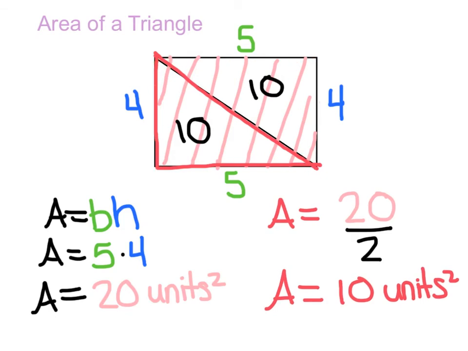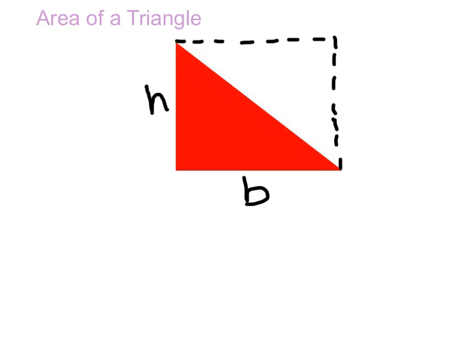So now let's create a general formula for the area of a triangle. So here we have this triangle in red, and it has a base of length b and a height of h. So notice that I drew in this dotted line to create the rectangle. So if I multiplied together the base times the height, that would give me the area of this entire rectangle. Okay, so the area equals base times height, but that's not giving me the area of this triangle. Instead, that's giving me the area of this whole entire rectangle.